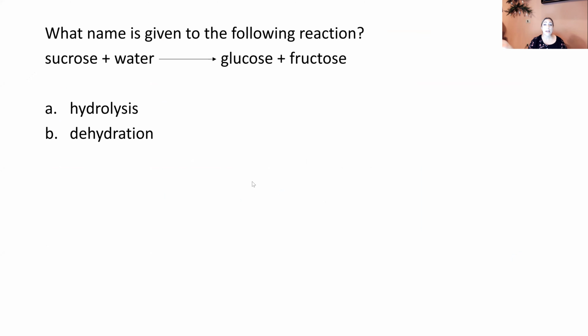So the question that I asked during this lecture is, what name is given to the following reaction? So we have sucrose plus water, the chemical reaction occurs, and then you have glucose plus fructose. Now at this point, you have no idea what those molecules are, but that's okay. Because if you look at this chemical reaction, water is on the left-hand side. That means water is going into the reaction. Therefore, it has to be hydrolysis.